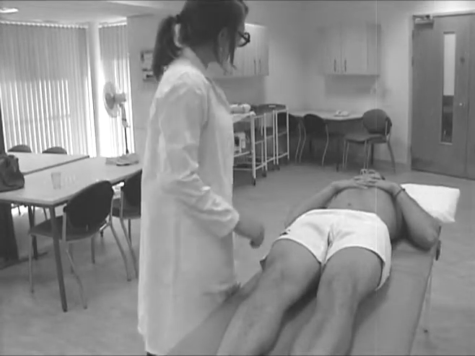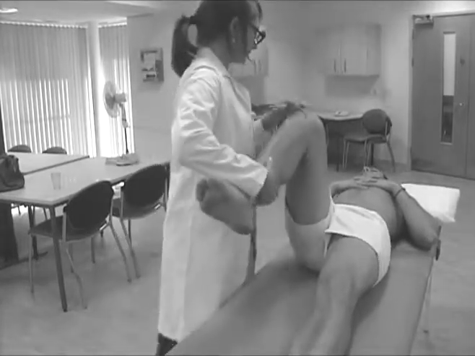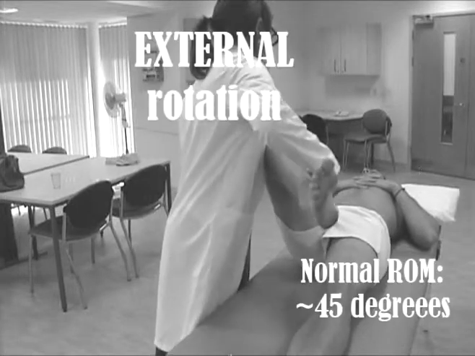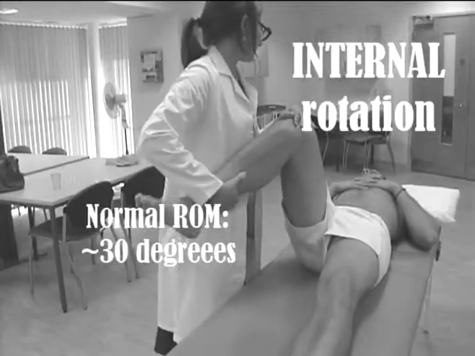Terrific, Margaret! The final movements to test are of hip rotation. Warn the patient you are about to rotate their leg and test external rotation by moving the ankle medially. Then move the ankle laterally to test internal rotation.